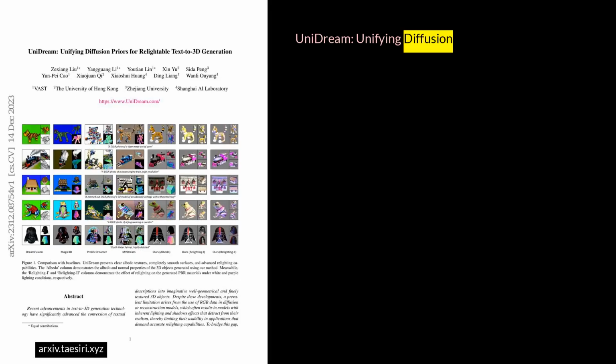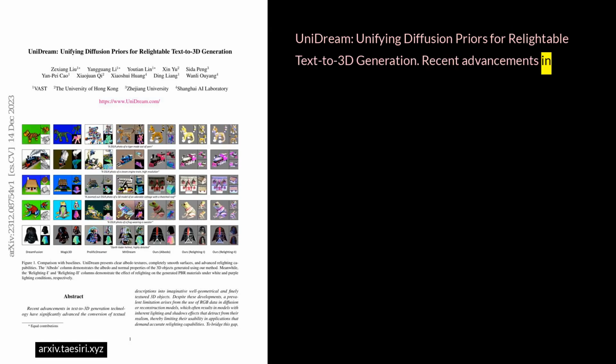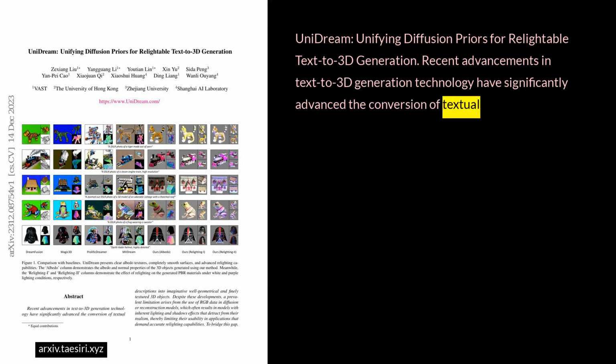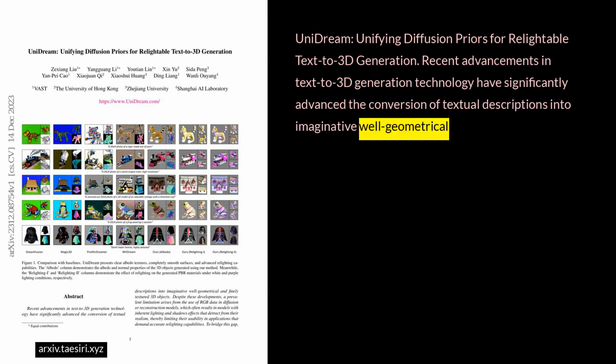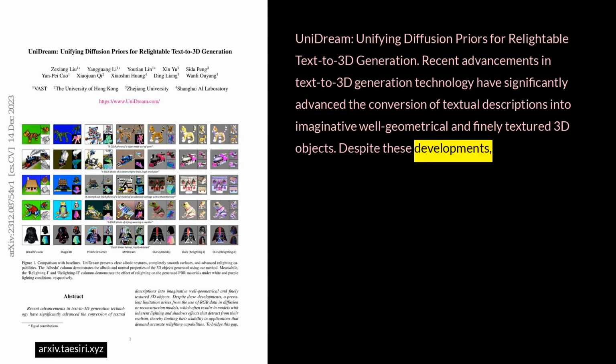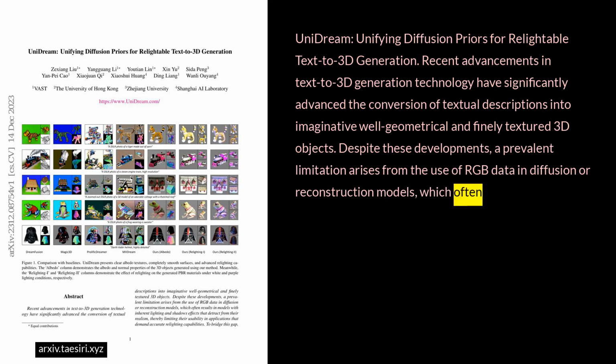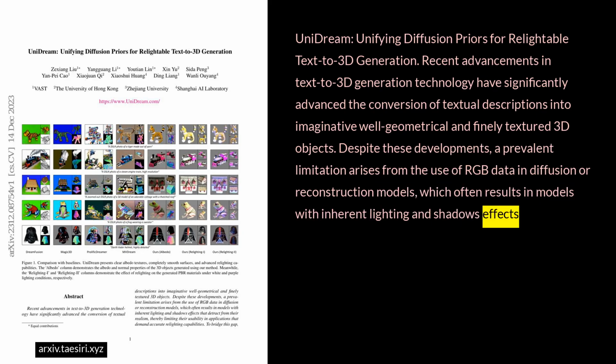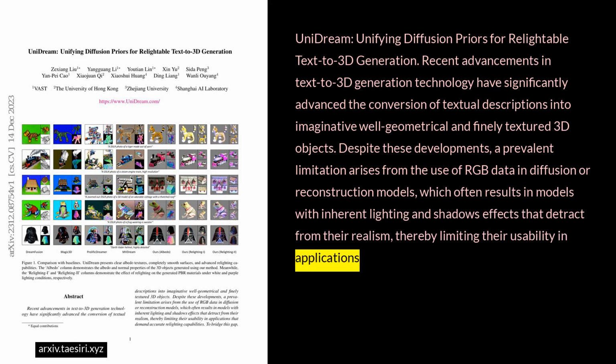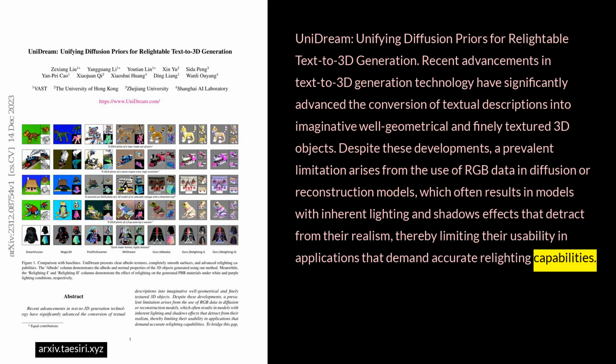UniDream, unifying diffusion priors for relightable text-to-3D generation. Recent advancements in text-to-3D generation technology have significantly advanced the conversion of textual descriptions into imaginative, well-geometrical, and finely textured 3D objects. Despite these developments, a prevalent limitation arises from the use of RGB data in diffusion or reconstruction models, which often results in models with inherent lighting and shadow effects that detract from their realism, thereby limiting their usability in applications that demand accurate relighting capabilities.